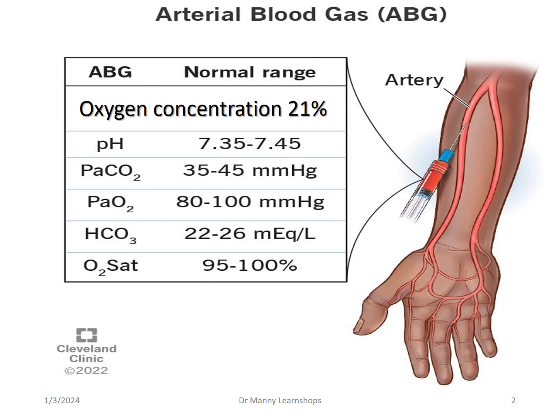Firstly, you have to know what normal is. So you've got to know the normal arterial blood gas parameters at an oxygen concentration of approximately 21%. pH, 7.35 to 7.45. PaCO2, 35 to 45 millimeters of mercury. PaO2, 80 to 100 millimeters of mercury. Serum bicarbonate, 22 to 26 milliequivalents per litre. And arterial oxygen saturation, 95 to 100%. That you have to know, otherwise you can't interpret the arterial blood gases.